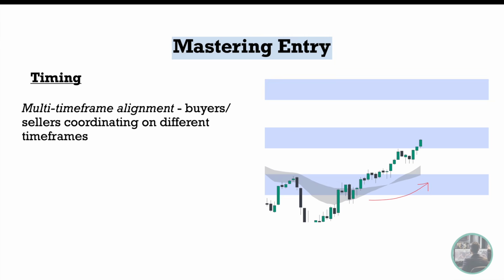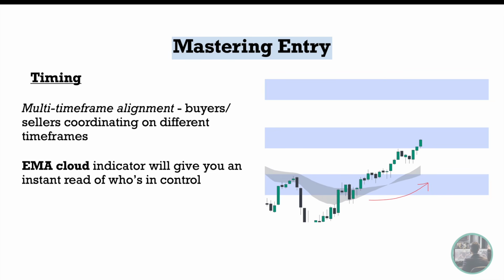That's going to make our timing a whole lot easier because we have a much better idea of where the market is headed. And for our multi-time frame alignment, we're going to use our EMA cloud indicator. I'll link a video here that goes in depth on exactly how to set that up and use it. But what the cloud does is that it essentially gives you an instant read of the overall trend. It tells you who's in control without you having to think about it.